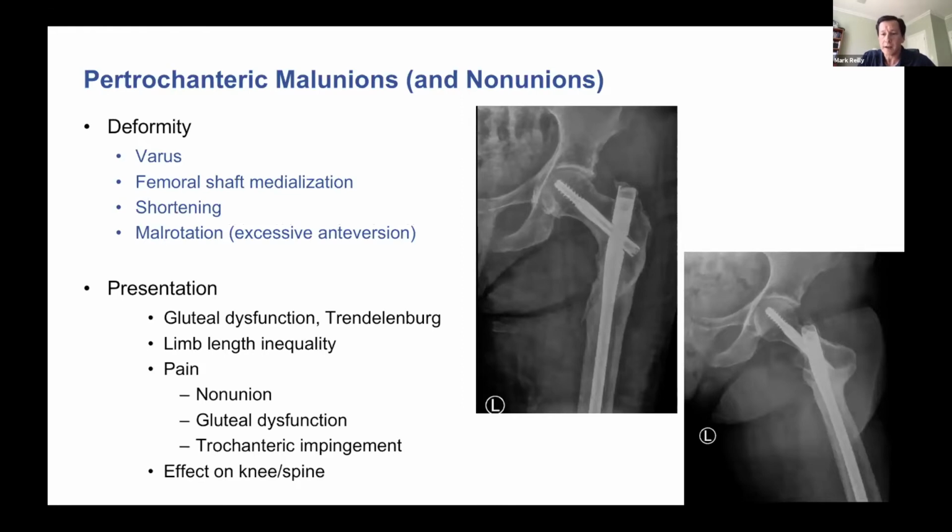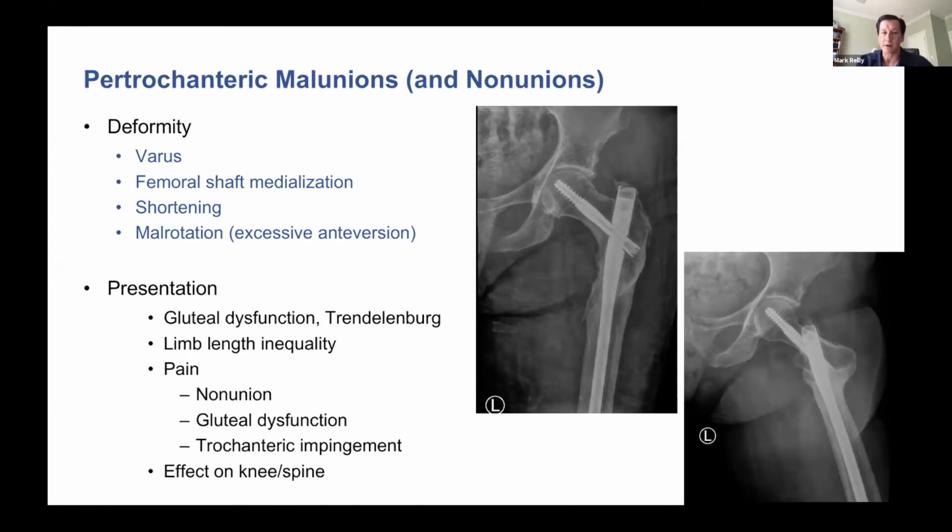So what's the typical deformity? Well, obviously there's usually some varus, but not always. Typically the femoral shaft is medialized and the leg is shortened. And then there's also the likelihood that there may be some malrotation. That malrotation is usually excessive anteversion, and that's most likely from the patient being positioned on a fracture table, the leg internally rotated to make the AP appearance of the fluoroscopy better. In fact, what that does is create excessive anteversion, fixing the patient with a malrotation.